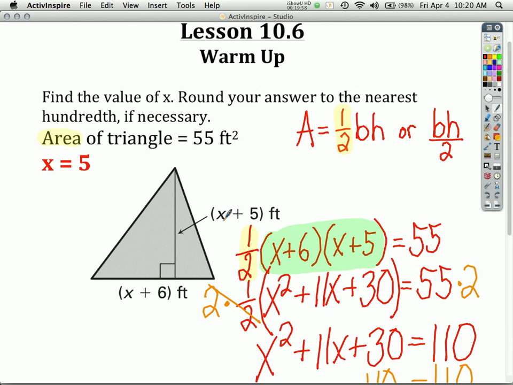Let's try 4. 4 plus 6 is 10. 4 plus 5 is 9. 10 times 9 is 90. Divided by 2 is 45. Is that the right answer? Try again. 5 plus 6 is 11. 5 plus 5 is 10. 11 times 10 is 110. Divided by 2 is 55.